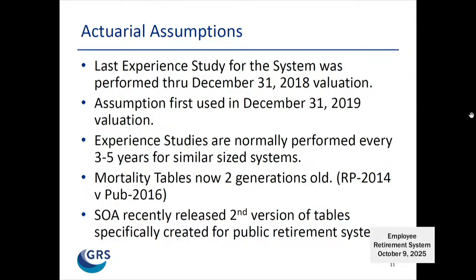In 2022, 2023, the Society of Actuaries started collecting more information. They did not include any of the COVID era information from 2020 and 2021, and they released new mortality tables earlier this year called PUB 2016. So you are now 2 generations behind in your mortality assumptions.